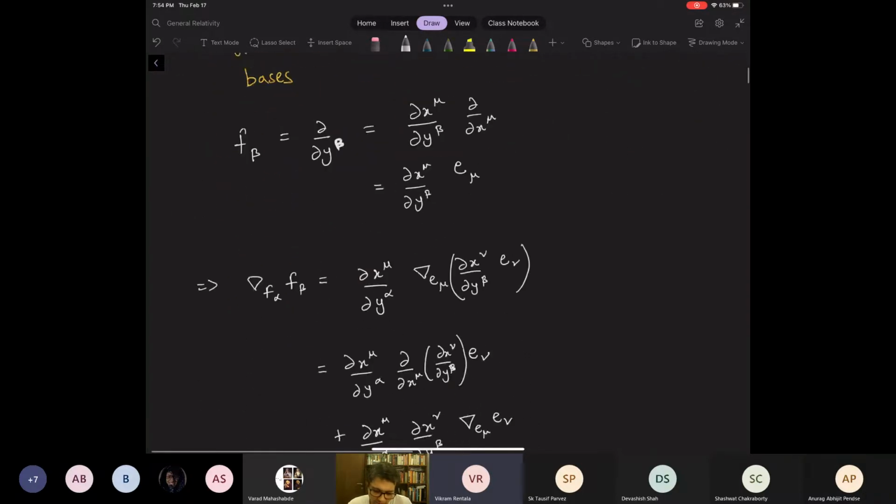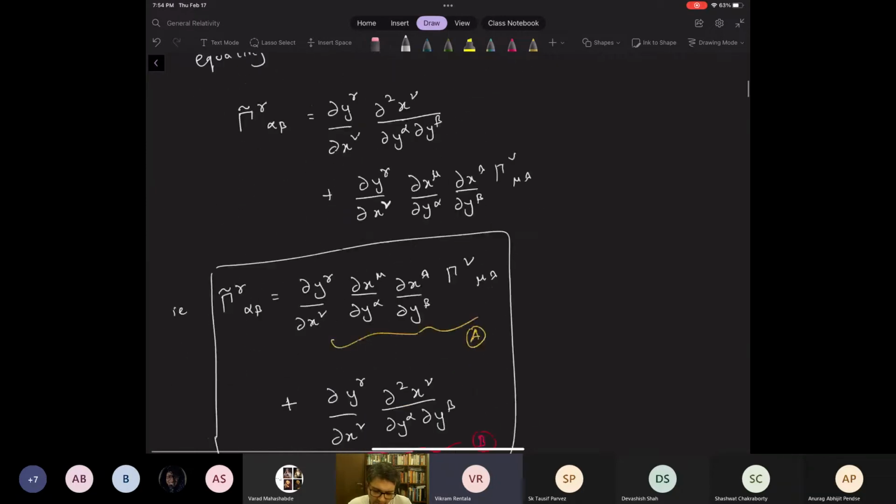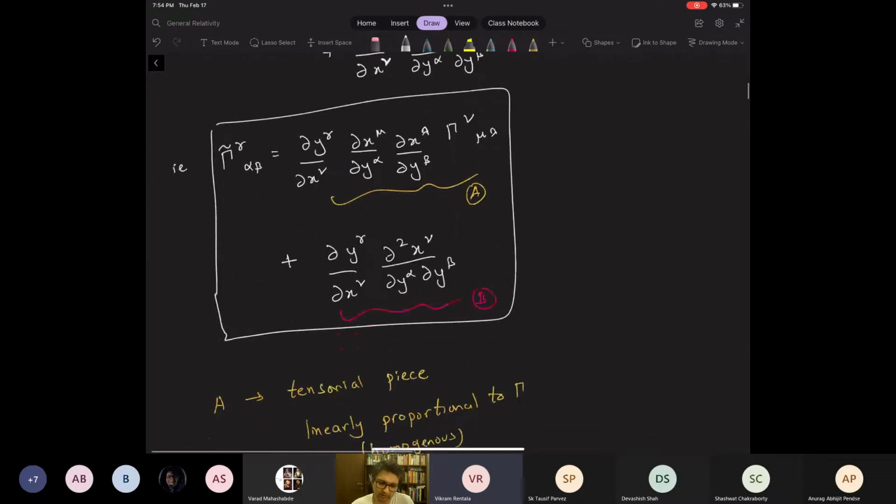It's a bit of work to derive it, but at the end, what you get is that the basis coefficient gamma twiddle, the connection coefficient in the y basis, looks like this: gamma twiddle gamma alpha beta is gamma nu mu lambda, but with this coefficient, where I'm summing over nu mu lambda. And it looks like this: partial y gamma, partial x nu, partial x mu, partial y alpha, partial x lambda, partial y beta.